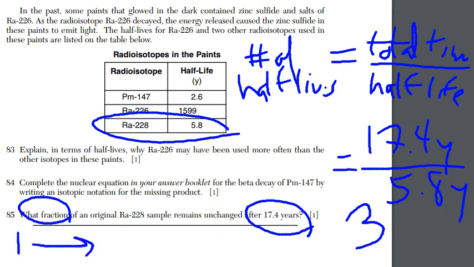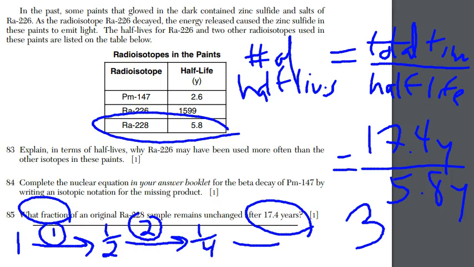We go through one half-life, we're at a half. We go through a second half-life, we're at a quarter. We go through the third half-life, and we have an eighth. So the answer is 1/8 either way.